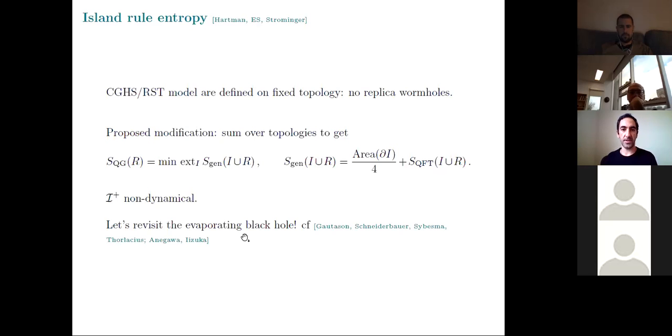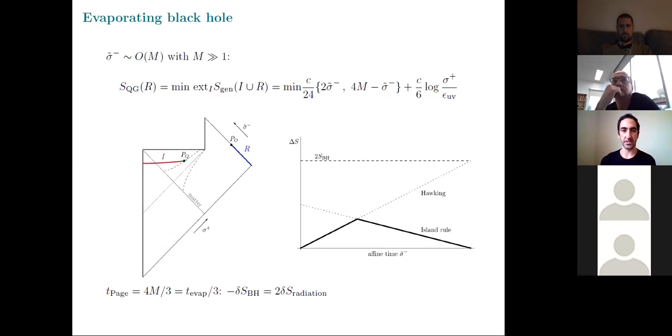Okay, now we can revisit the evaporating black hole, and there was a similar analysis done by these two sets of authors as well. I'm not really going to go into the details because the punchline is that there are no surprises. I put here the particular approximations being made: consider a massive black hole, consider times that are of order the mass. And then if you apply the island formula, you find that you have this minimization.